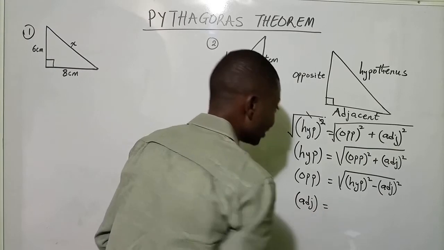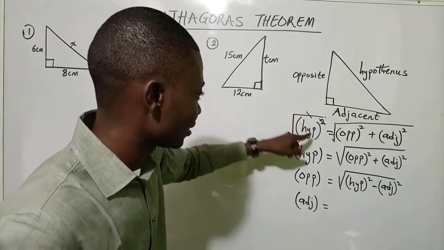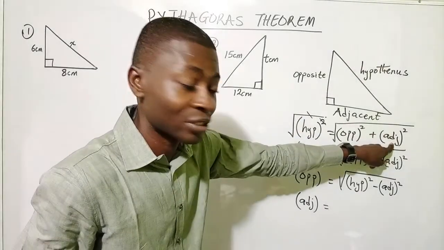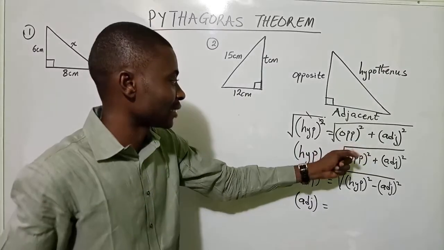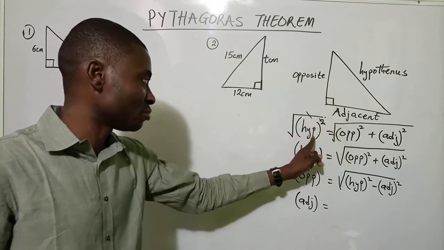The adjacent, the same way also. If I want to get the adjacent, that means I want the adjacent to stay on its own. I'll also collect like terms again. I will take the opposite square. It will cross this equality sign to meet the hypotenuse here.